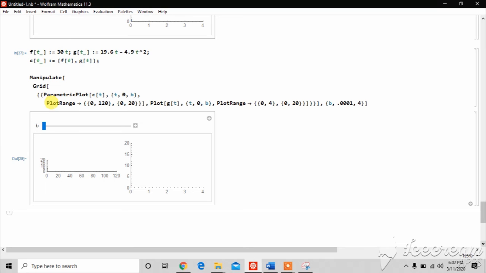On the left we got the path of the motion, the way the particle we have assumed will move. And on the right side we got the y coordinate as a function of time.